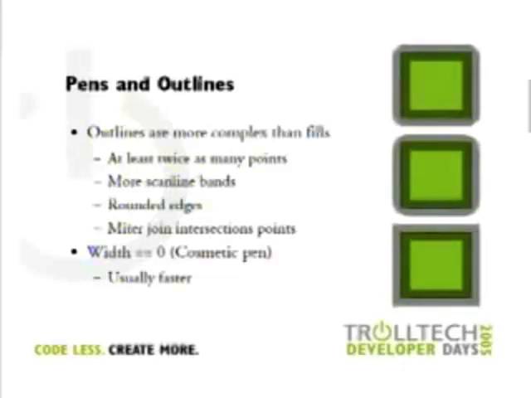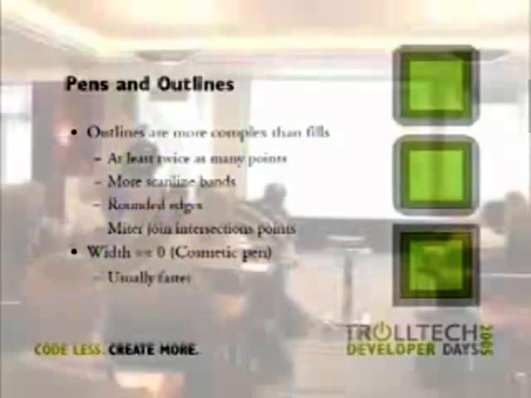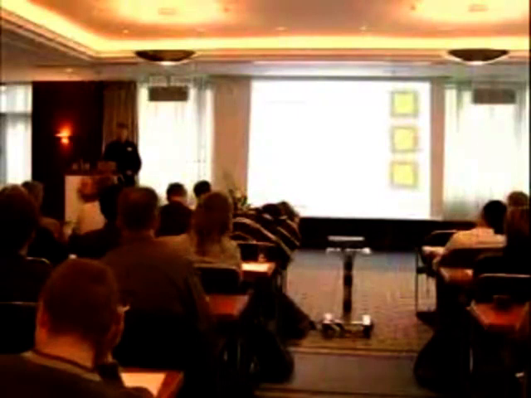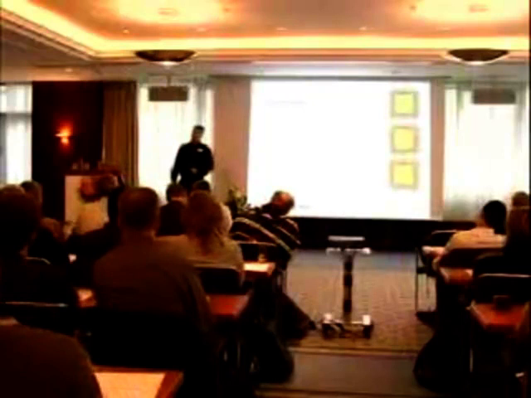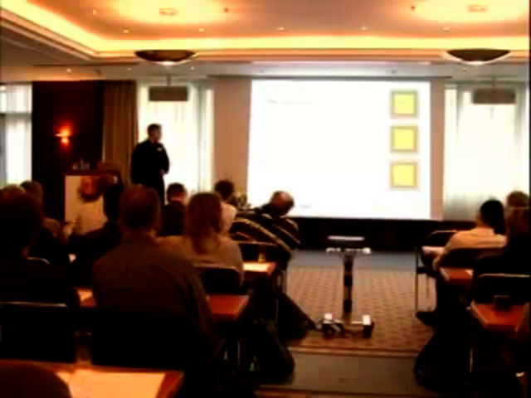So be aware of that when you're drawing. And if you know that you're only drawing horizontal or vertical lines, you might get away with drawing just small rectangles instead of the appropriate width, because this is faster. You don't get all these details around it. And then there's width equals 0, the cosmetic pens. These are usually faster. Almost all engines have a fast path for that special case. The only exception is the Mac engine.